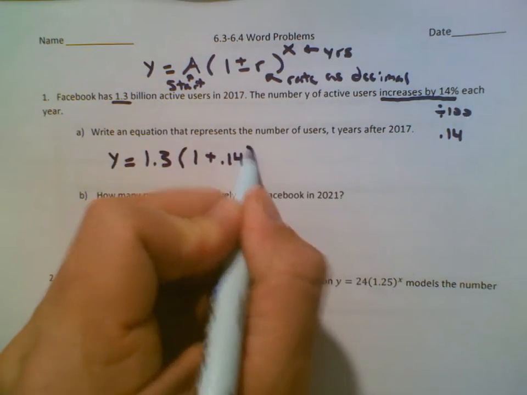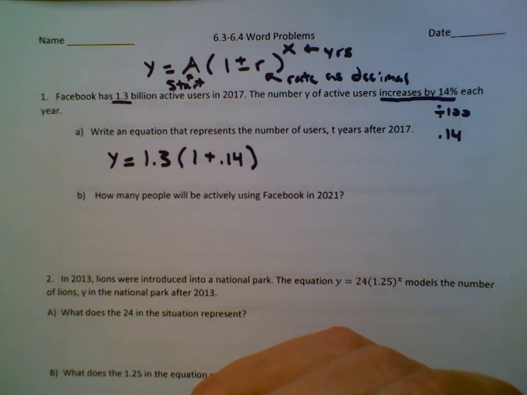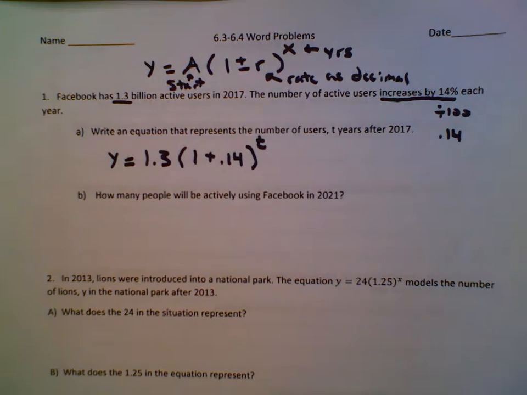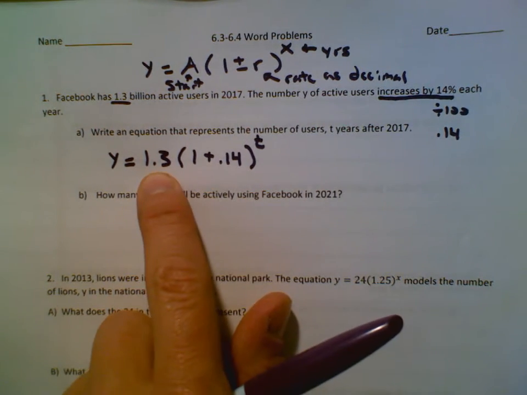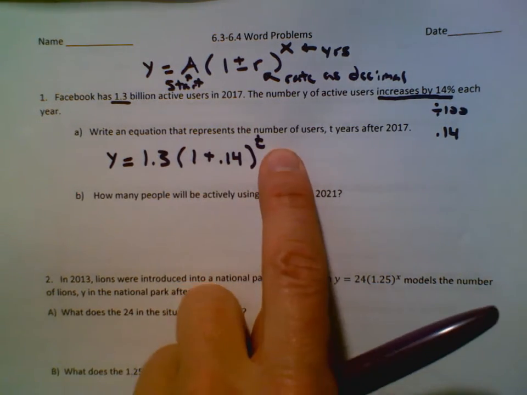Then I'm going to close the parentheses, and I just need to know how many years have passed. Okay, so I'm going to put a T there for the years. This would be the equation. I'm starting with 1.3 billion. I'm multiplying by 1 plus 0.14 for T years.